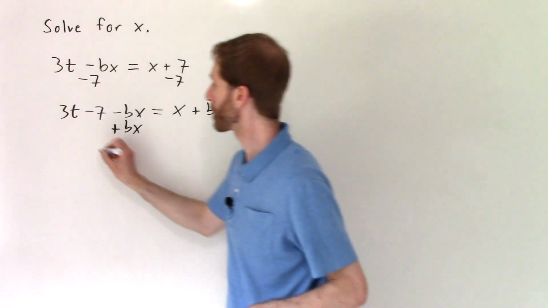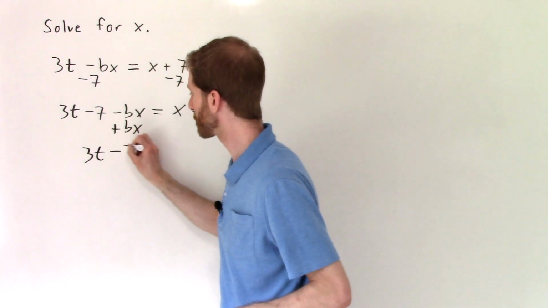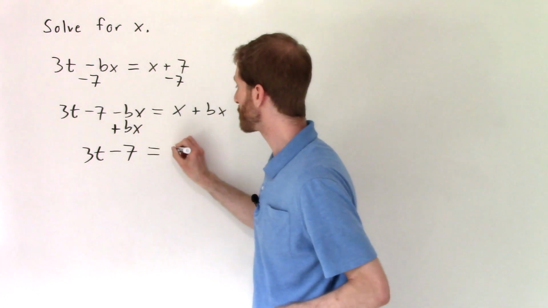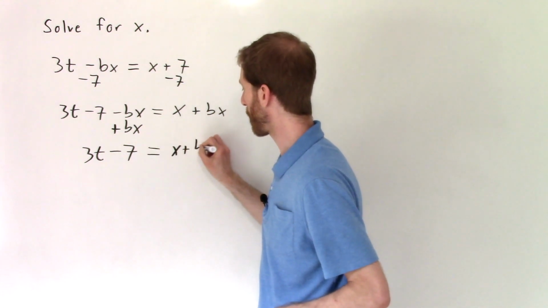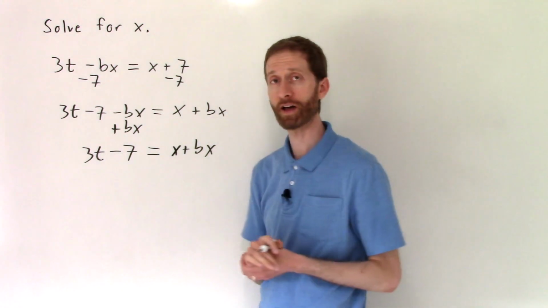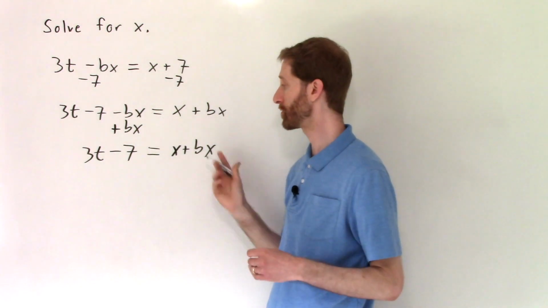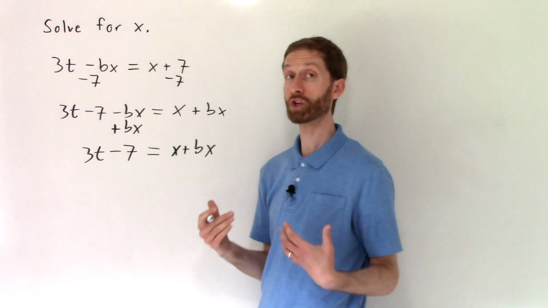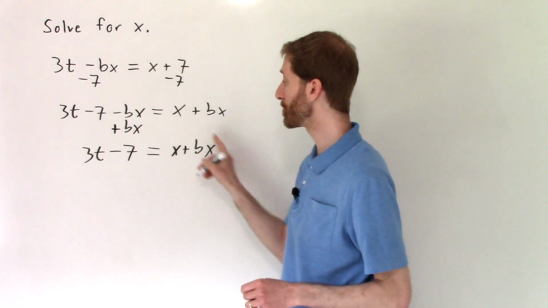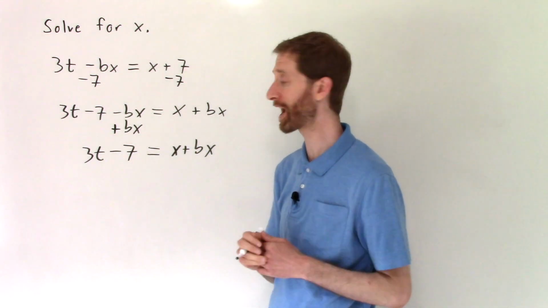And that leaves us with 3t minus 7 on the left. These cancel and go to 0, which is what we wanted. And that's equal to x plus bx. Okay, now here's the issue. Normally we can just isolate the x value, but in this case we can't because we have two terms with x in it. So what we're going to do is factor out, or undo the distribution that's happening here, to solve. And this is the challenge.